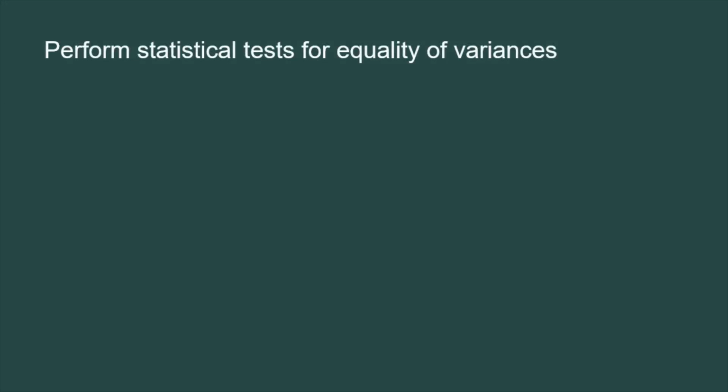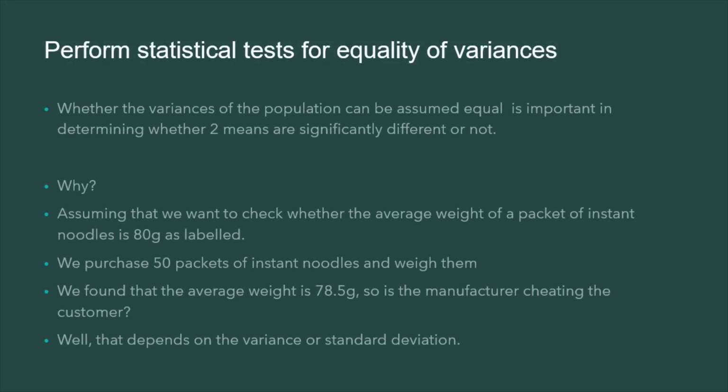Before we can test whether the means of 2 populations may be equal by evaluating the means of their resulting samples, we have to know whether the variances of the 2 populations can be assumed to be equal. This also implies that we must know whether the standard deviations, since standard deviation is just the square root of variance, can be assumed to be equal. Variance plays a critical role in determining whether 2 means are statistically significant or not.